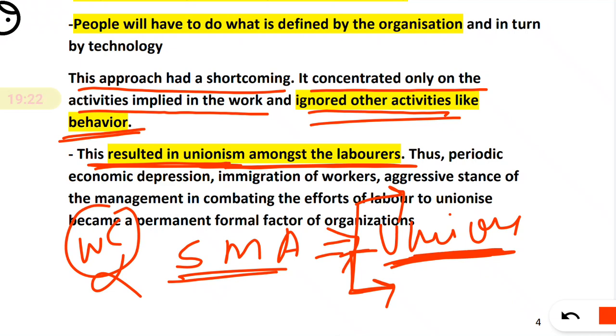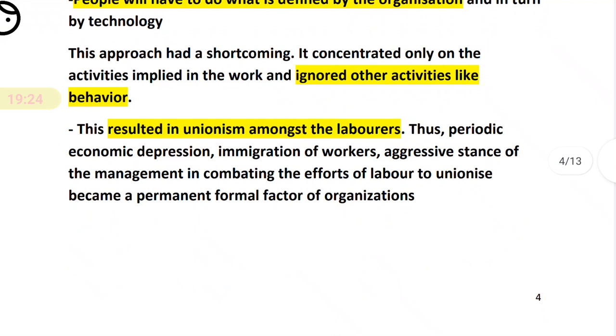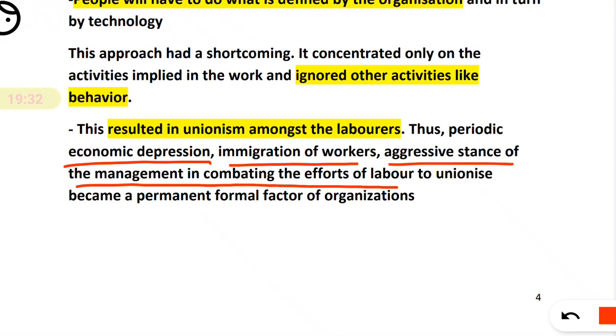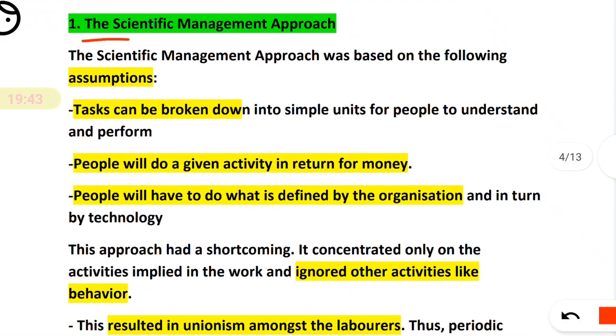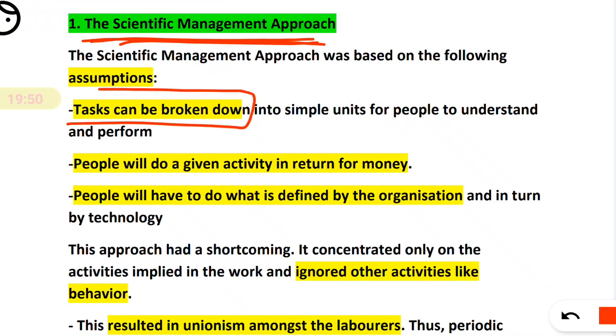Thus the periodic economic depression, immigration of workers, and the aggressive stance of management in combating the efforts of labor to unionize became a permanent formal factor of an organization. Okay, so basically what we have discussed is that the scientific management approach is a very strict approach to how workers should work. They believed you should break down the work into simple units so that the worker will do that work.